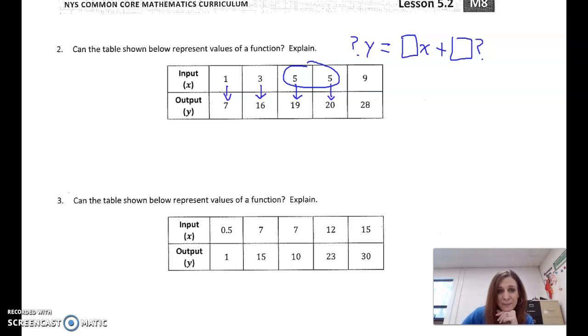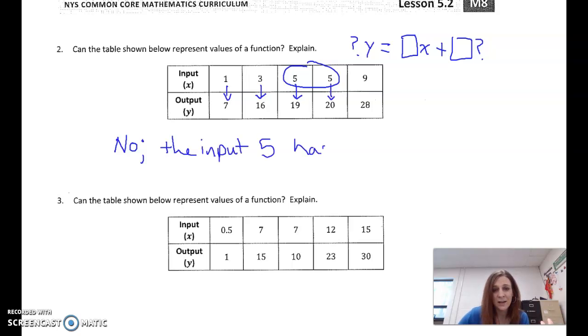So in this case, can this table shown below represent values of a function? We say no. There's nothing wrong with the values. Could be real life data or something, okay? But it can't be a function. And we're going to just say the input 5 has 2 outputs, not a function. Okay? All right, so again, just identifying functions right now.